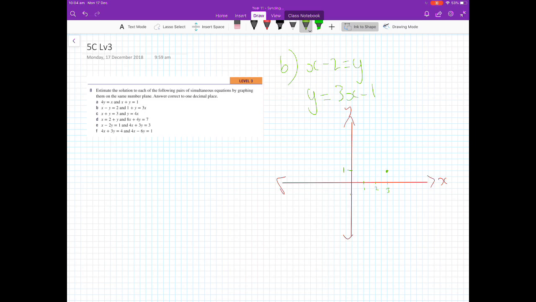Next is 3. 3 minus 2 is 1, so y is 1. X is 0. 0 minus 2 is minus 2, so y is minus 2. And we've got our lovely graph there. Our first line. It's just not wanting to be straight for some reason today.